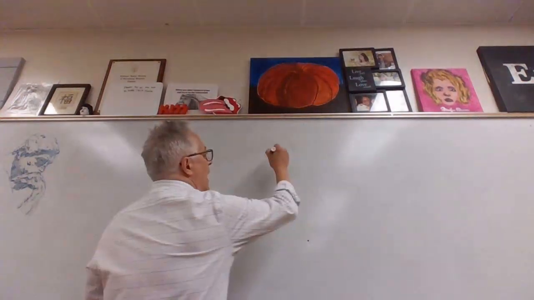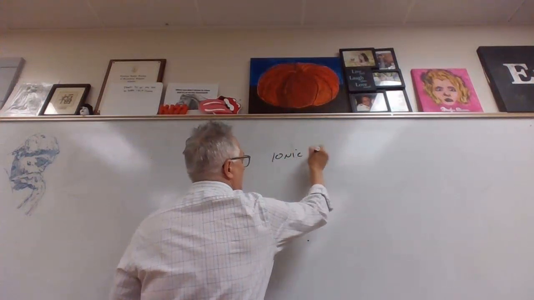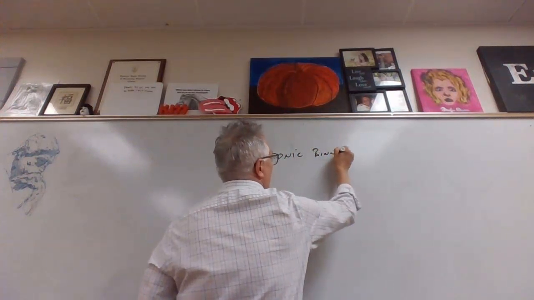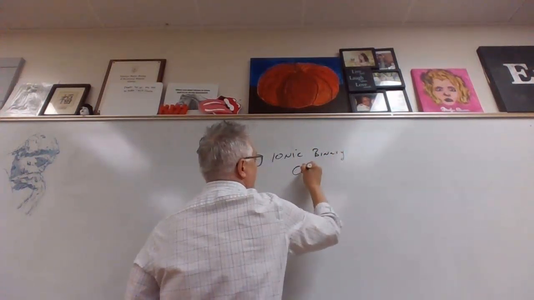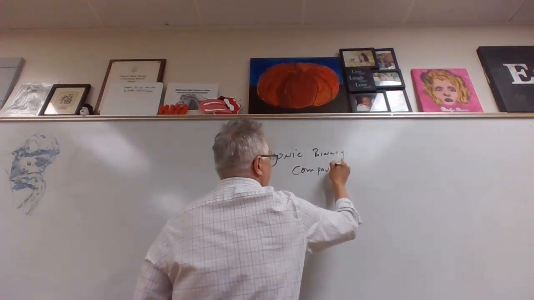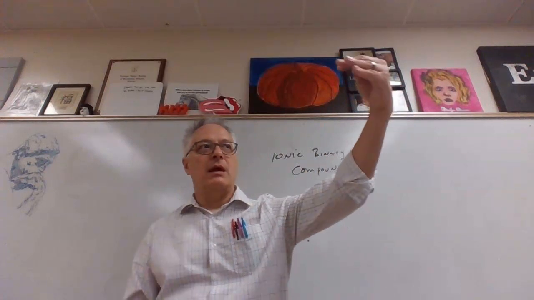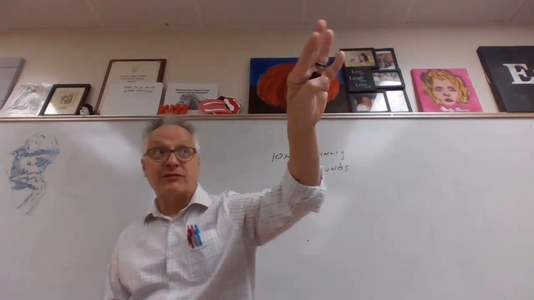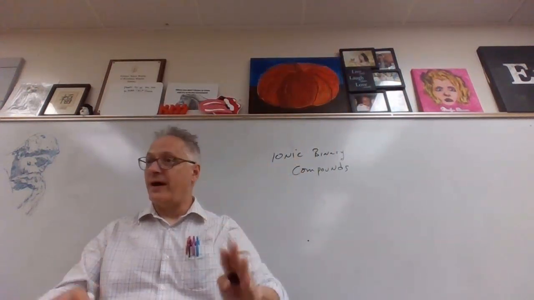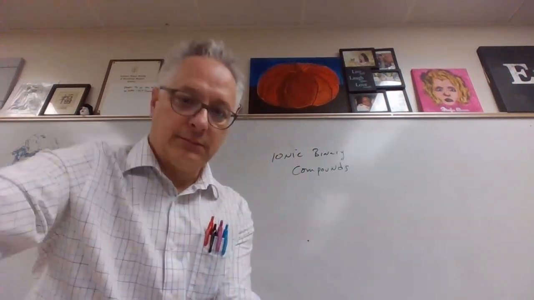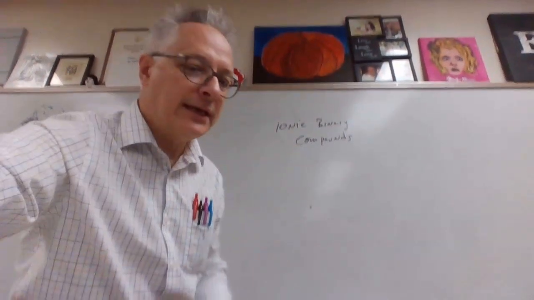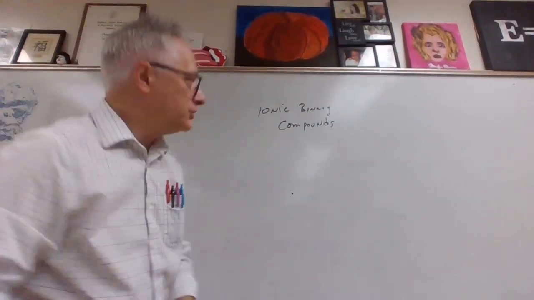Okay, yesterday we talked about naming ionic binary compounds. So if you have your notebook, you should have a list of all of the anions made from elements like sulfide, oxide, chloride. So it was pretty easy because we said, hey, the metal doesn't change its name.